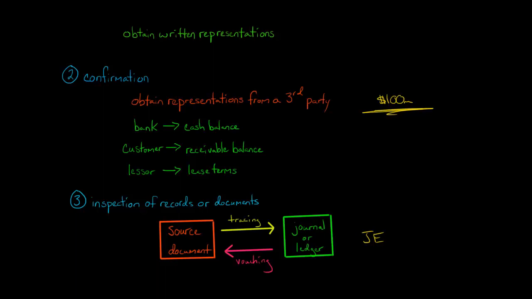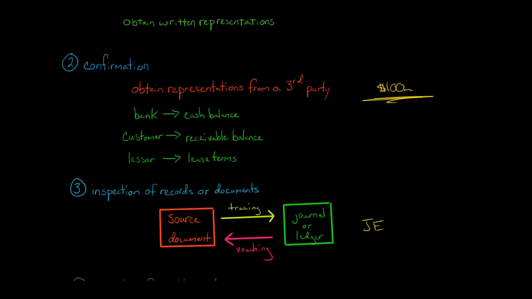So in each case, you're inspecting documents, but in one case, you're saying, okay, let's start with a source document and then go forward and see if it ultimately was recorded. Okay, so you're testing for completeness. And then with vouching, you're going the other way where you're saying, okay, I've got a journal entry here, but was there in fact really a sale? Did the sale occur? Okay, so now you're testing existence and occurrence.